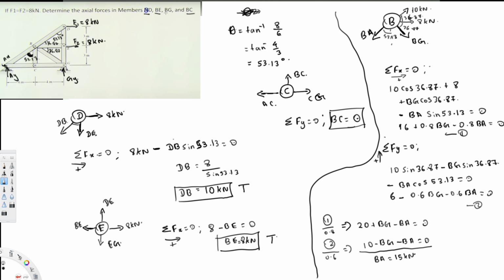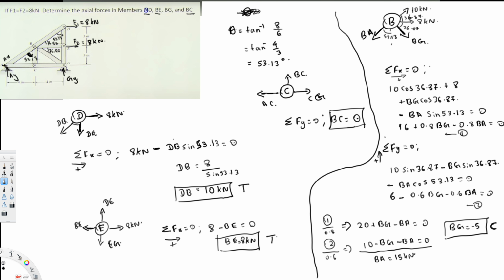But in this case we have to find BG. BA is not the question, we have to find BG. So to find BG, I can substitute BA in this equation. If I substitute, 10 minus 15 is going to be minus 5, and if I bring it to the other side, it's going to be plus 5. Minus BG is equal to plus 5, therefore BG is equal to minus 5. If we get minus 5, this means this is a compression, because we are taking everything in the tension direction, going away from the point. So this is a compression, and that's all they are asking.